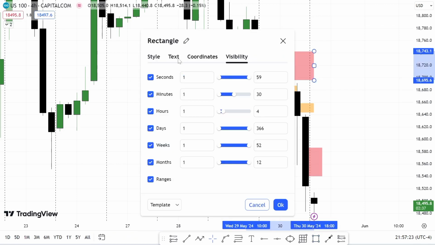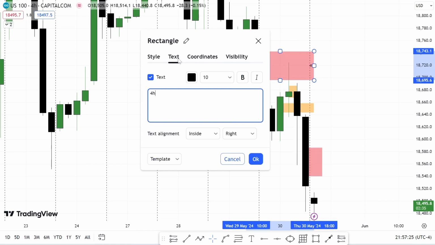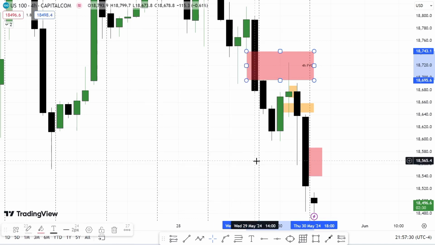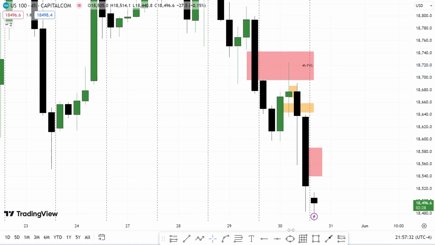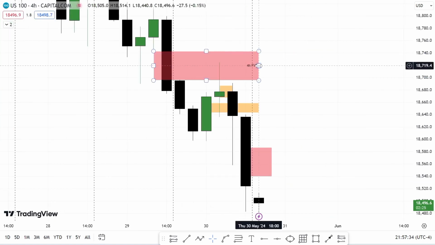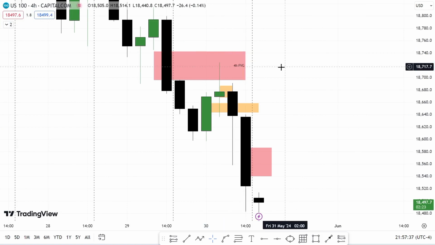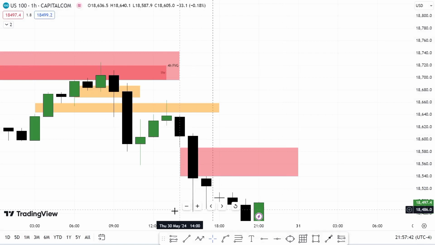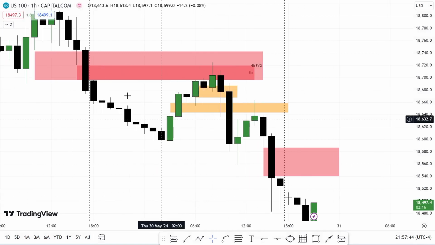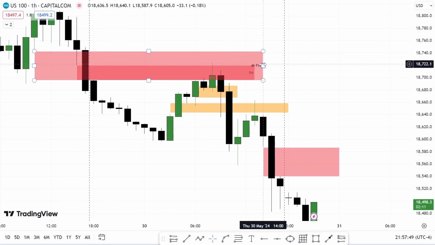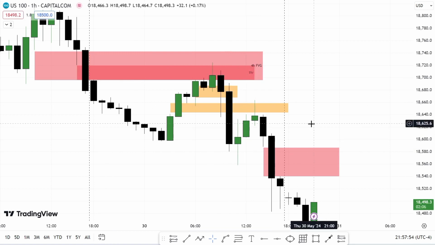So this is a 4 hours fair value gap, and that's a 4 hours fair value gap. Then we can now scale down to the 1 hour time frame. This is just literally what I've explained to you guys. Yeah, you see how it corresponds with the 1 hour fair value gap. So we have a 4 hours fair value gap, a 1 hour fair value gap, and also we can scale down to the 30 minutes. Let's see what we have there.